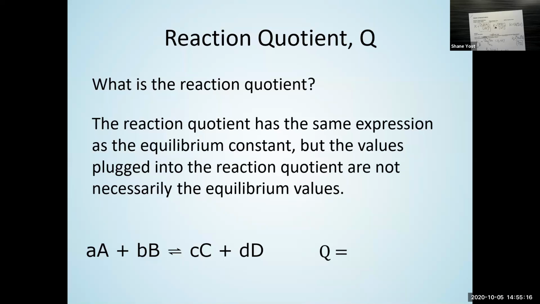The numerical value for Q is different all the time because it depends on the current concentration of your reactants and products. The numerical value for K is the same for a given chemical reaction, no matter what your initial concentrations of reactants and products are. But Q differs depending on your current concentrations. So why do we care about Q? Why do we calculate it?